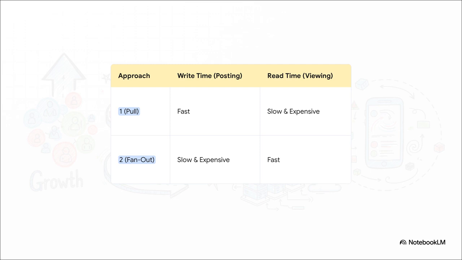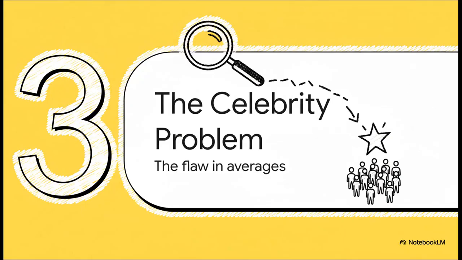With that first pull approach, posting is super fast, but reading is slow and costly. With this new fan-out approach, posting is now the slow and expensive part, but reading is crazy fast. Now, remember that 25-to-1 ratio of readers to posters? Well, with that in mind, approach 2 seems like a slam dunk, the obvious winner. So, case closed, right? Well, not so fast.